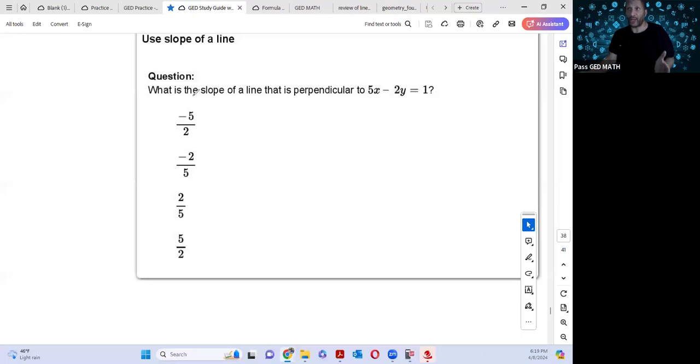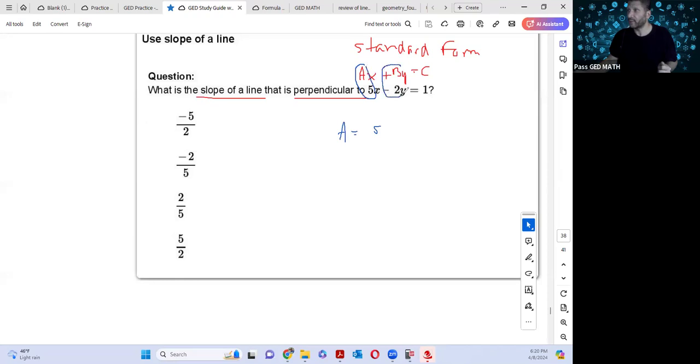this equation. So I say, what is the slope of the line that is perpendicular to this? This is in standard form. While I'm doing this, I would be saying: oh, this equation is in standard form. Standard form is Ax plus By equals C. A is 5, the number in front of the x. B is the number in front of the y, so B is minus 2. C is 1.